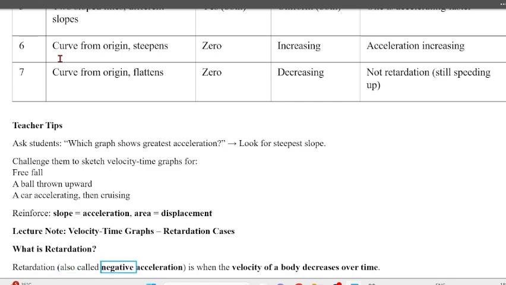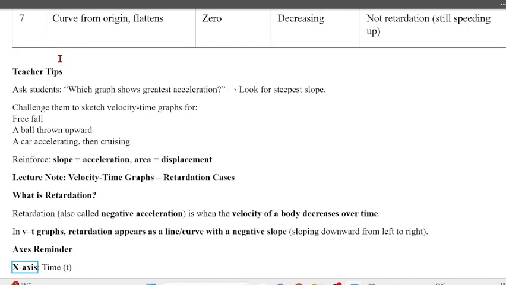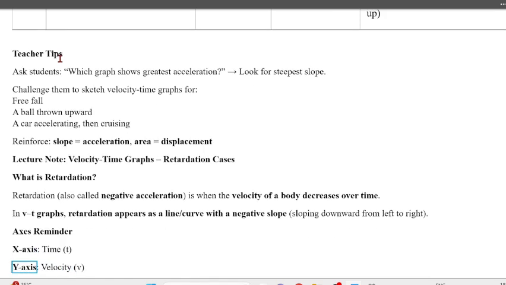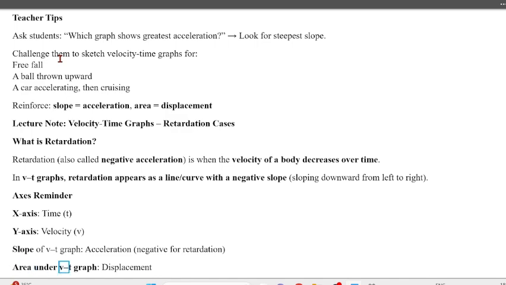Retardation, also called negative acceleration, is when the velocity of a body decreases over time. In V-t graphs, retardation appears as a line or curve with a negative slope, sloping downward from left to right. Axis reminder: x-axis, time t; y-axis, velocity v. Slope of the V-t graph is acceleration, negative for retardation. Area under the V-t graph is displacement.